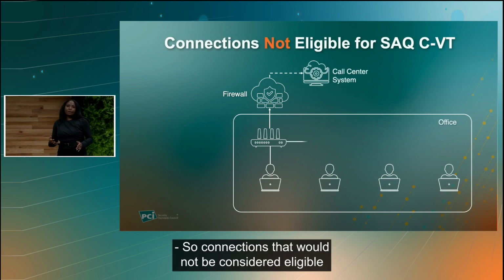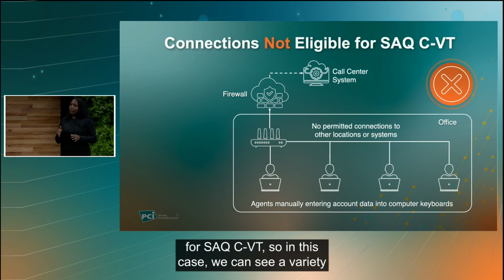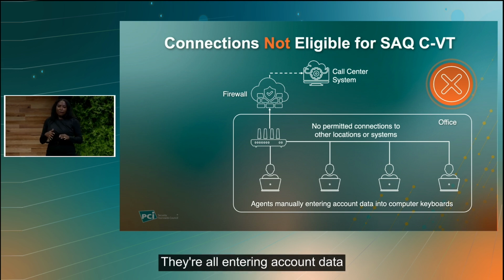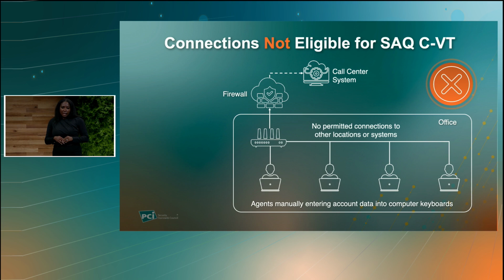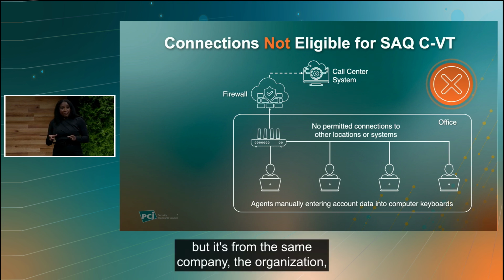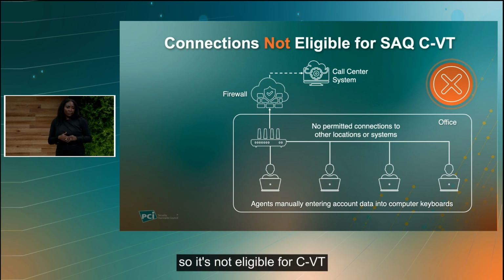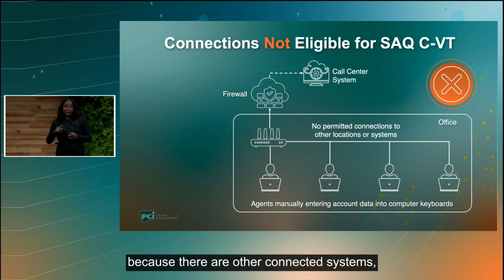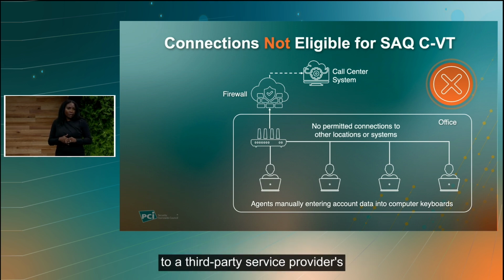So, connections that would not be considered eligible for SAQ CVT. In this case, we can see a variety of people working on a network. They're all entering account data into their securely connected web browser. But it's from the same company, the organization. It's not a third-party service provider that they're sending the data to. So it's not eligible for CVT because there are other connected systems and the computing devices are not isolated, and because they're not connected to a third-party service provider's virtual payment terminal solution.